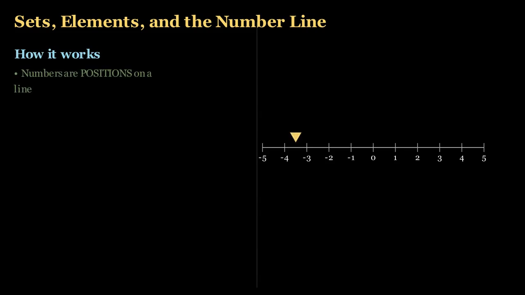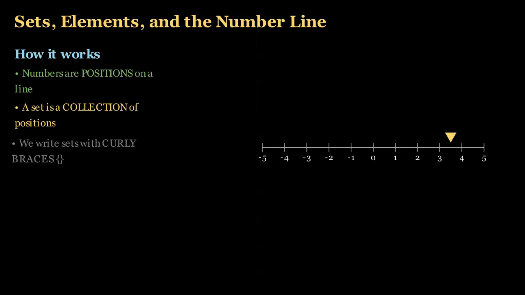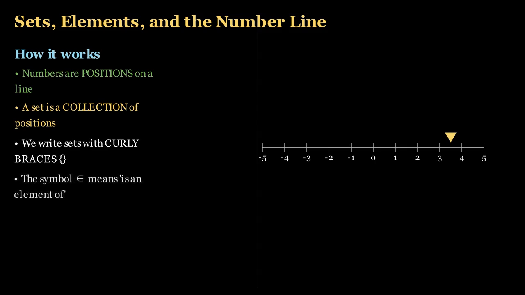Now, a set is simply a collection of these positions. We can describe a set by literally listing its elements inside curly braces. For example, the set containing the numbers 2, 4, and 6 is written as {2, 4, 6}. We have a special symbol to say something belongs to a set. It looks like a rounded E, and we say "is an element of." So, 2 ∈ {2, 4, 6} means 2 is an element of the set containing 2, 4, and 6. It's just a quick way of saying a marble is inside the box.